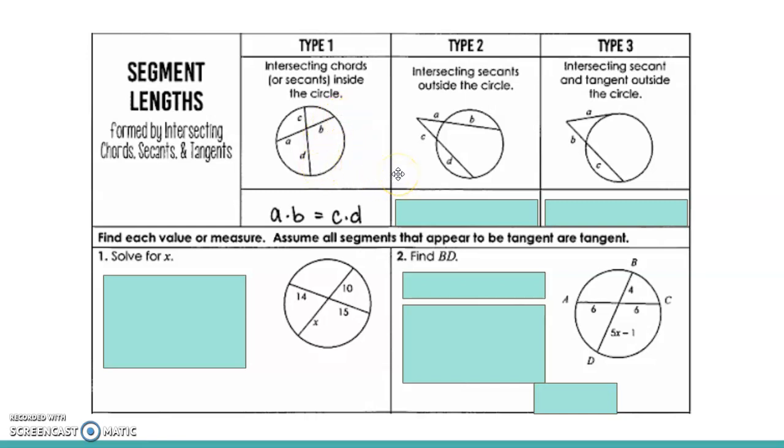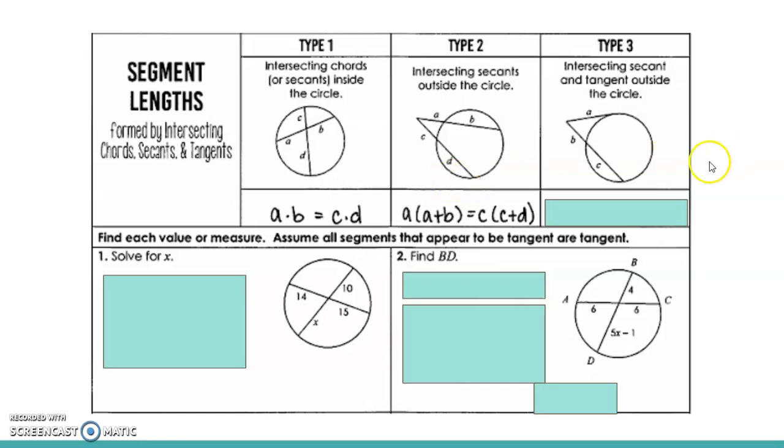For type 2, we're looking at intersecting secants outside the circle. So we have this extended piece outside our circle. When we do this relationship, we're looking at A times the quantity A plus B, so the small piece times the entire length, is equal to C times the quantity C plus D. So again, the small piece times the entire length.